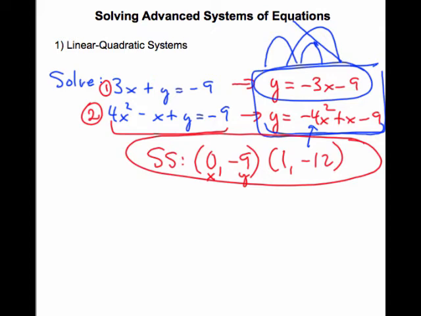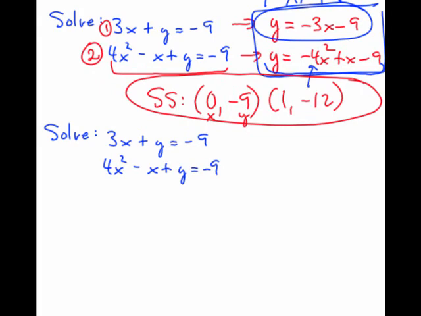Alright, so now we're going to look at solving this algebraically. And so I'm going to begin with my equations as they appeared at the beginning. Okay, equation 1 and equation 2. And with a linear quadratic system, probably the easiest method to use is the substitution. And you want to isolate one of the variables in the line, because that's easiest to do. So I'm going to take equation 1 and I'm going to isolate for y, since that's easy to do. Y equals negative 3x minus 9.